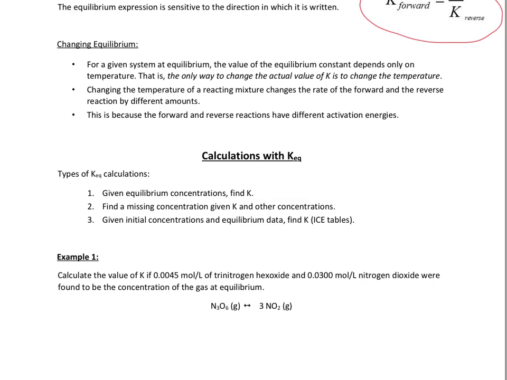For a given system at equilibrium, the value or the magnitude of the equilibrium constant depends only on the temperature. So recall from earlier that the only way to change the actual value of K is to change the temperature. Why is this? Because changing the temperature of a reacting mixture changes the rate of the forward and the reverse reactions by different amounts. The reason for this is because the forward and reverse reactions have different activation energies.